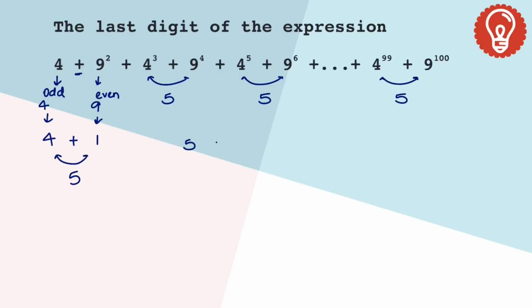So 5, of course, we are only bothered about what comes in the unit place of a number. So 5 is basically going to come 50 times. So that's 5 into 50, which is 250, or we have 0 in the unit place. And that's the answer.